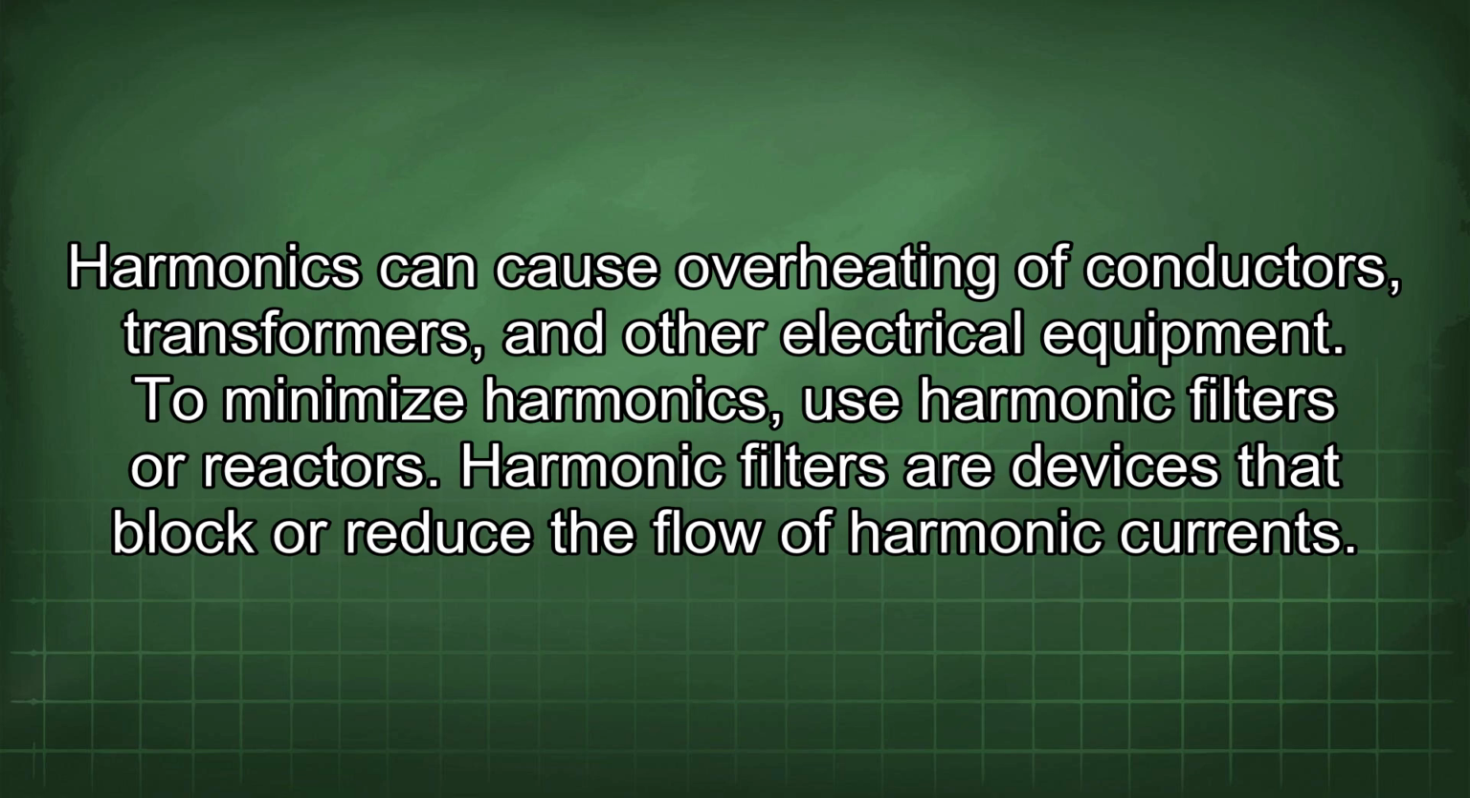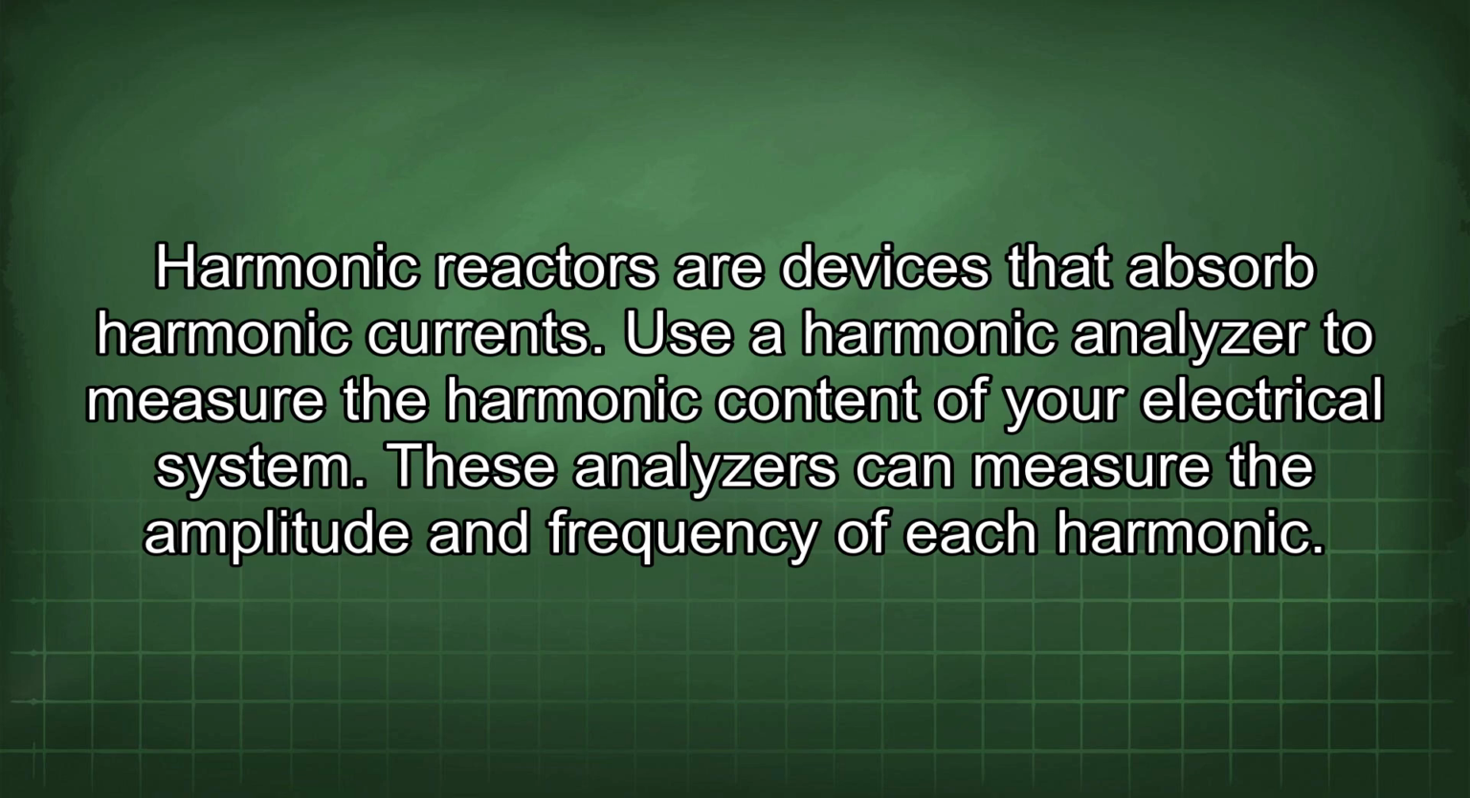To minimize harmonics, use harmonic filters or reactors. Harmonic filters are devices that block or reduce the flow of harmonic currents. Harmonic reactors are devices that absorb harmonic currents. Use a harmonic analyzer to measure the harmonic content of your electrical system. These analyzers can measure the amplitude and frequency of each harmonic.